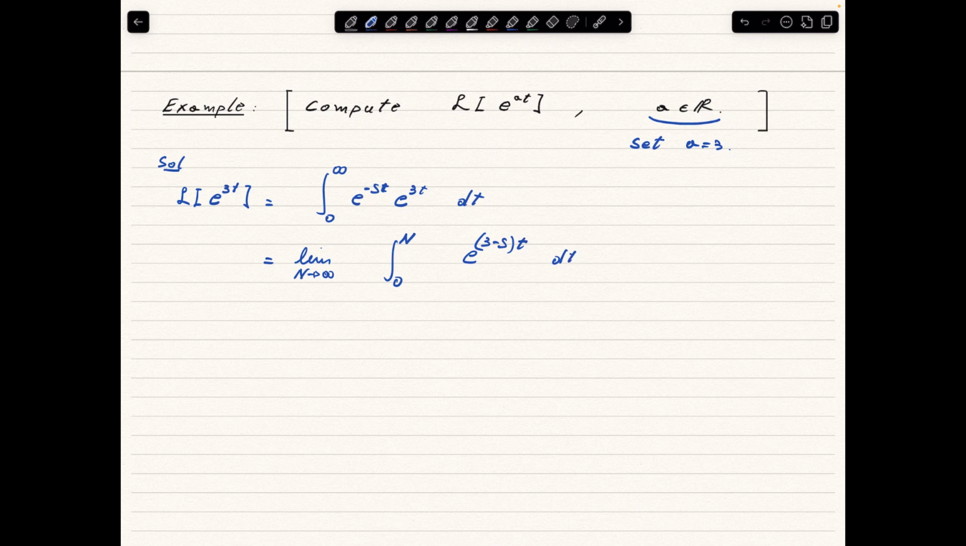And recall, when we have one exponential, what is the integral of that? If we have the integral of exponential alpha t dt, this is of course 1 over alpha times the same exponential. So let's recall that, because we are going to need it.